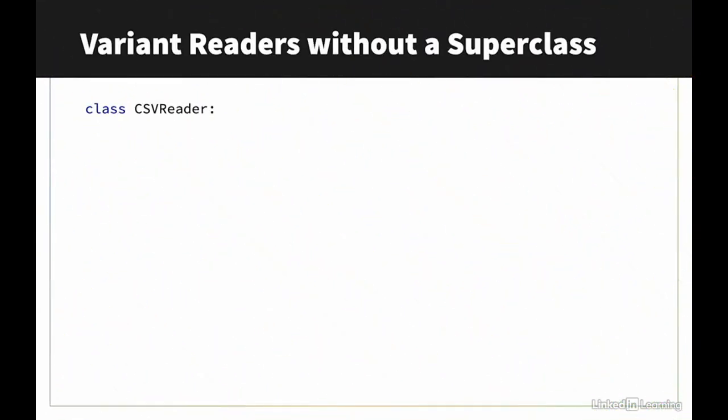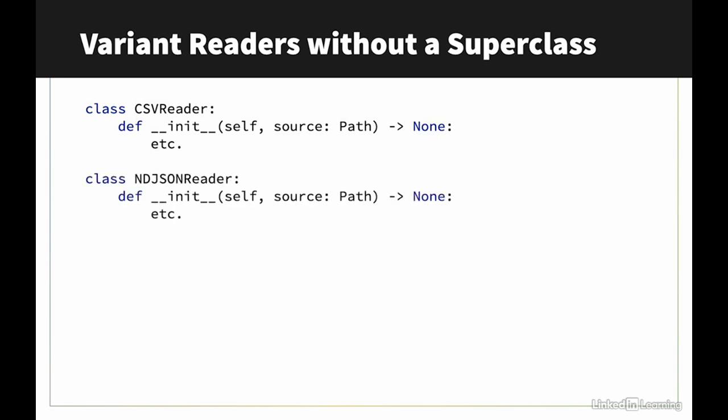Here are two variant reader class definitions. I've left out the bodies of the CSV reader and the ND-JSON reader, but I've defined the two separate classes and gave them a common type hint.